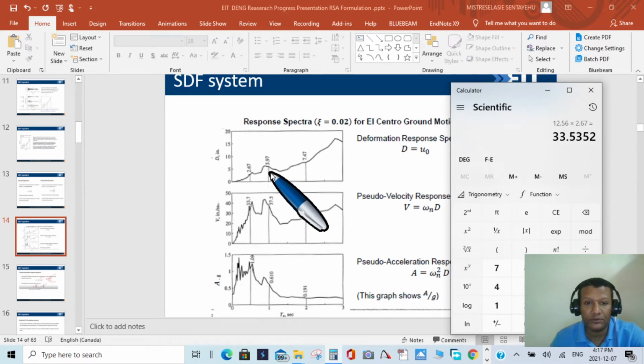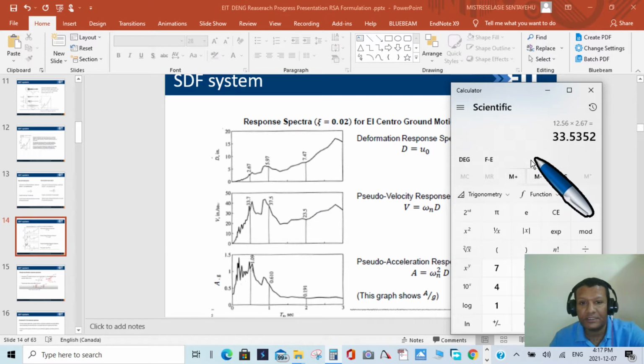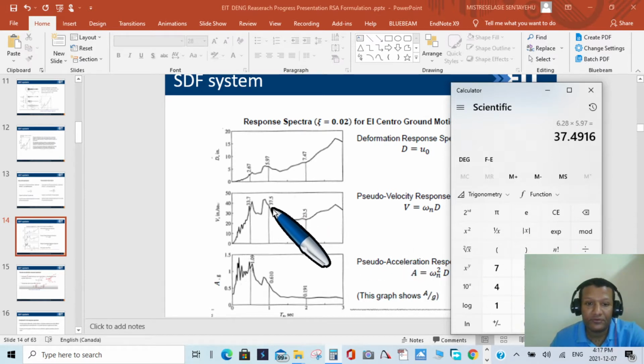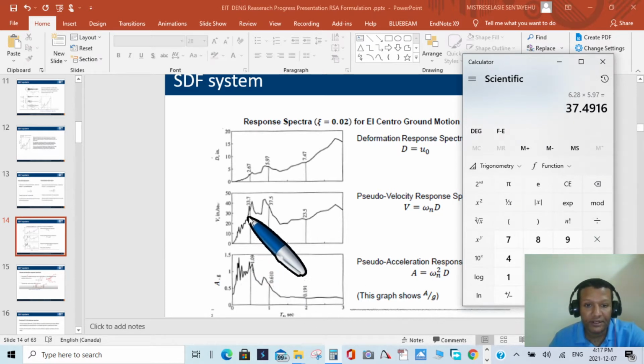If you continue here, for example, divided by 2.67, pi is 1 here, now divided by 2. This is omega times 5.97. This will be 37.5. In the same way, we can find this also.